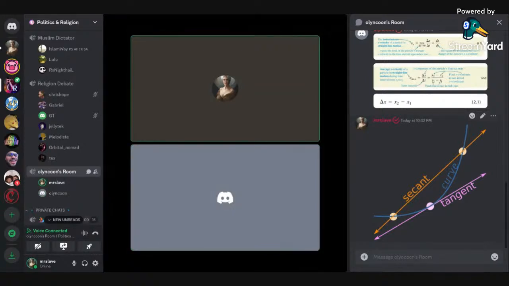Why not? My second issue is I don't know what a derivative is. It says d of x and d of t. I don't know what that means. A derivative is the secant, but imagine the two dots on the secant, bring them closer and closer together until it becomes the tangent. When it becomes the tangent, that's the derivative. The derivative is the tangent.